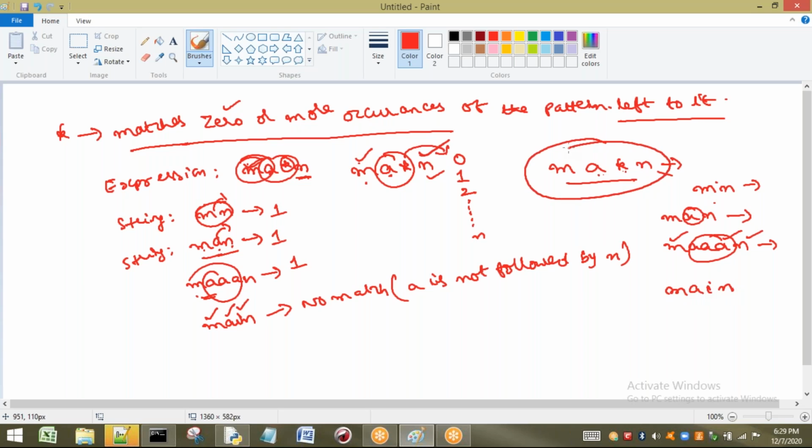So if you see this one, what is the meaning of this one? 1M, 1N, any number of A's. So here 1M, 1A, and after this one, what should be there? N should be there. But what is there here? I is there. So here it is not matched.